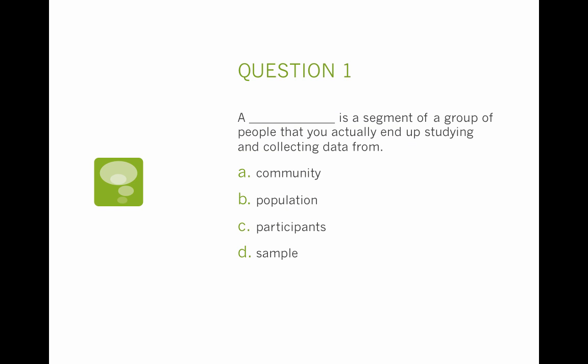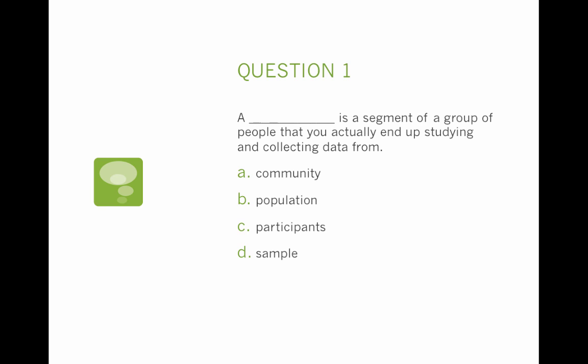Alright, so question 1. A blank is a segment of a group of people that you actually end up studying and collecting data from. Is it a community, a population, participants, or a sample? So it is a sample. So a sample is a segment of a group of people that you actually end up studying and getting the data from. So who do we try to infer to from our sample? That will be our population.